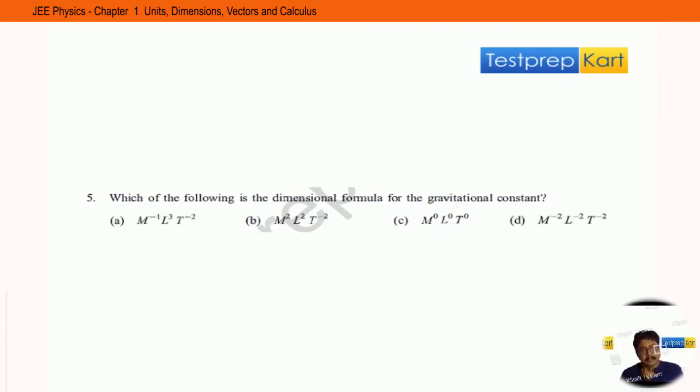Which of the following is the dimensional formula for the gravitational constant? See, my dear friend, we have two things. One is g, small g, another one is capital G. What is the basic difference between a small g and the capital G lies on the definitions and the purpose of their use. Small g is acceleration due to gravitation. Small g represents acceleration due to gravitation. Capital G represents gravitational constant.